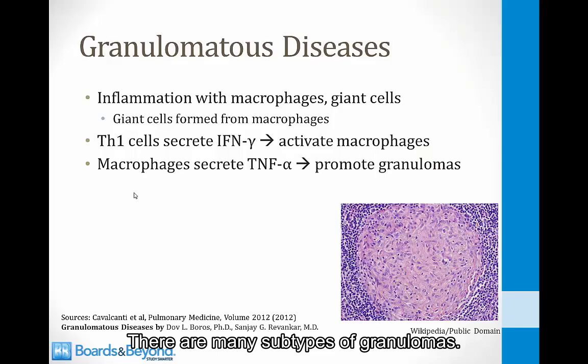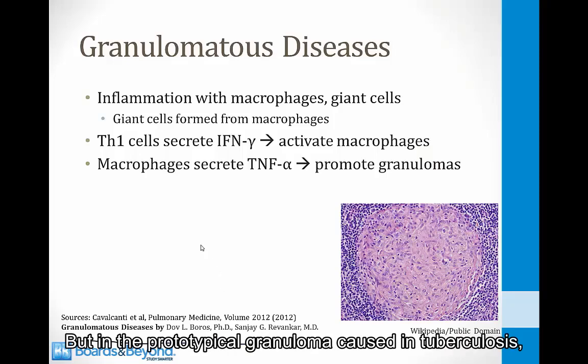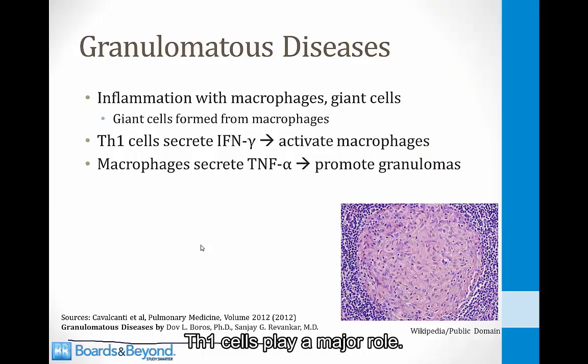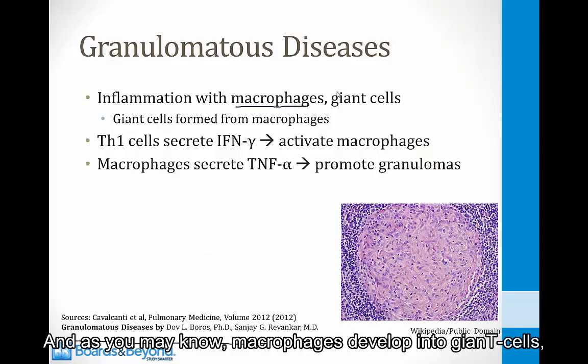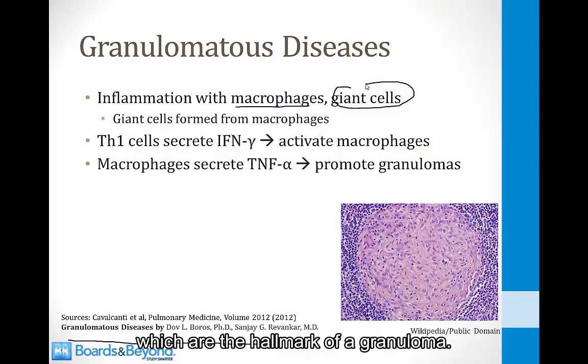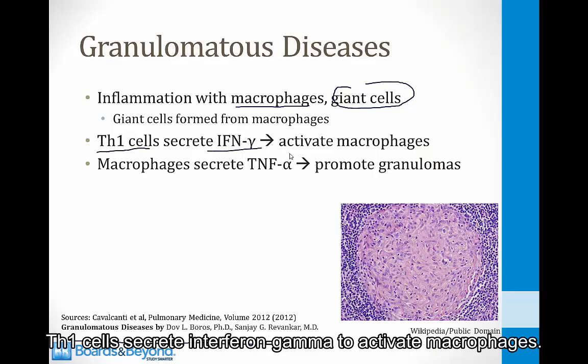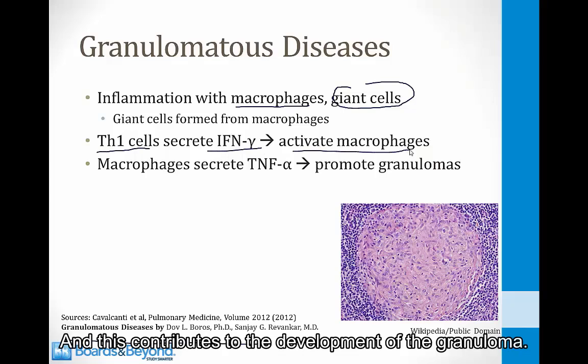There are many subtypes of granulomas. It's a complex topic. I've put a few references here on the screen if you want to read more detail. But in the prototypical granuloma caused in tuberculosis, Th1 cells play a major role. In general, granulomas are formed by macrophages, and as you may know, macrophages develop into giant cells, which are the hallmark of a granuloma. In the classic granuloma formed in tuberculosis, Th1 cells secrete interferon gamma to activate macrophages, and this contributes to the development of the granuloma.